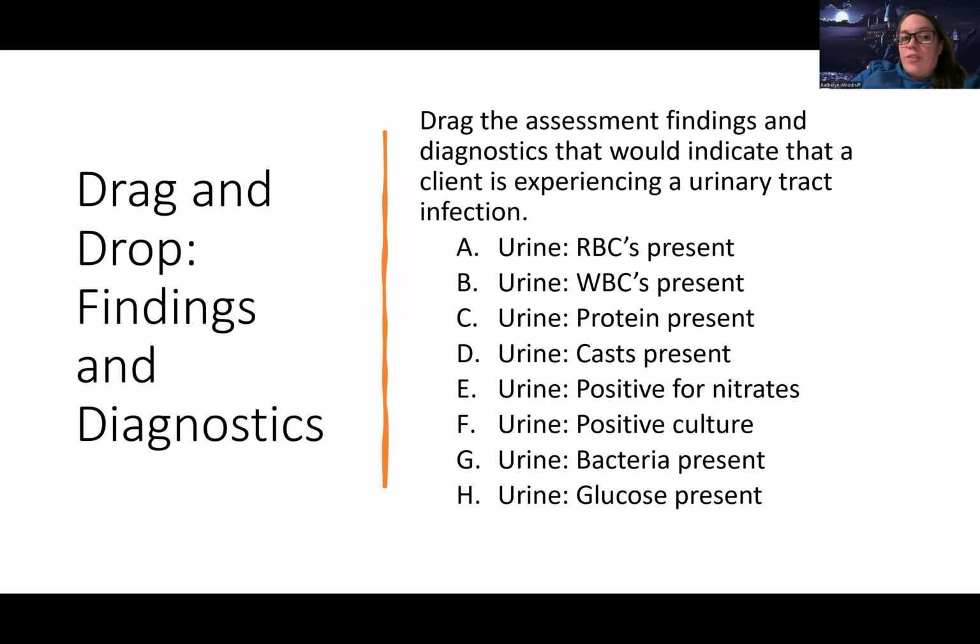Positive for nitrates. This is another positive. So they can have nitrates. It's another sign that they have a UTI. Positive culture. It's also another one that we would expect.